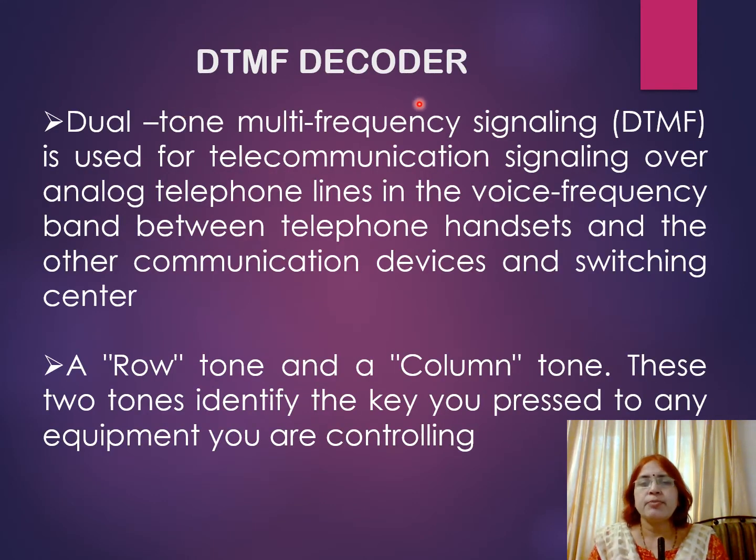Now what is DTMF decoder? So here I have given some generalized definition. This is taken from internet resources. So dual tone multiple frequency signaling is used for telecommunication signaling over analog telephone lines in the voice frequency band between telephone handsets and the other communication devices and switching center. A row tone and a column tone. These two tones identify the key you pressed to any equipment you are controlling.